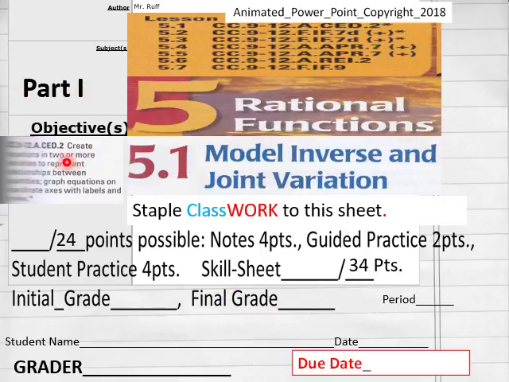Here's the objective here. Create 2 or more equations with variables between quantities, graph equations on coordinate axis with labels.